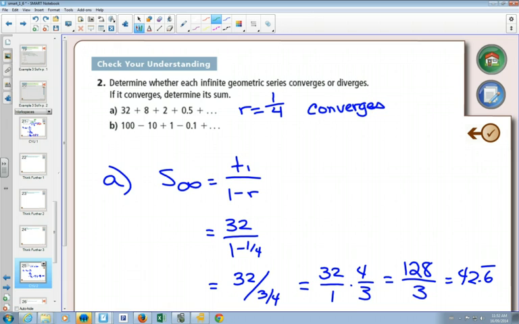For example B, what's happening here? We're dividing by 10. So your R value would be 1/10. Also notice it's changing, right? Positive, negative, positive, negative, positive, negative. So then your R value is negative.